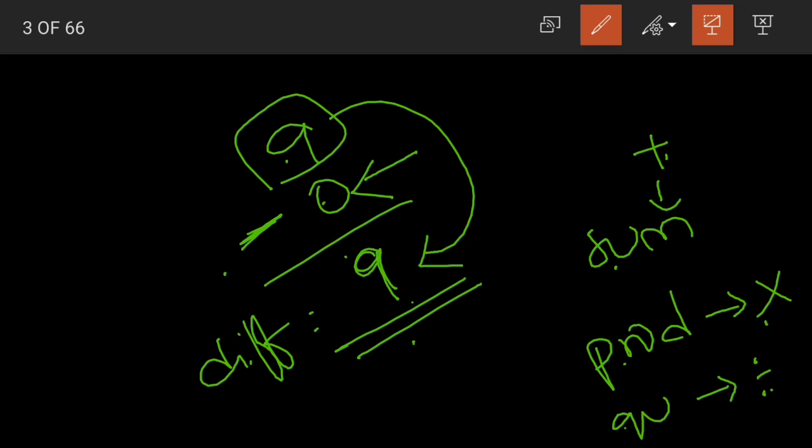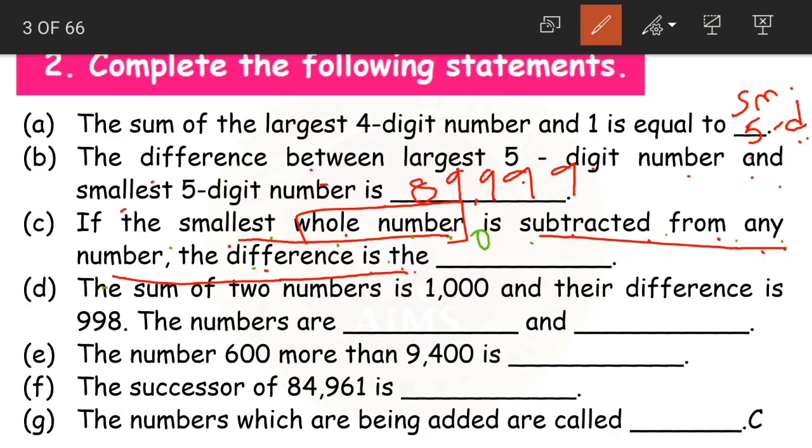So whenever we subtract the smallest whole number, that is 0, from any number, the difference is what? The difference is the number itself. What will be our answer? The difference is the number itself. Yes? Yes. Now moving on.